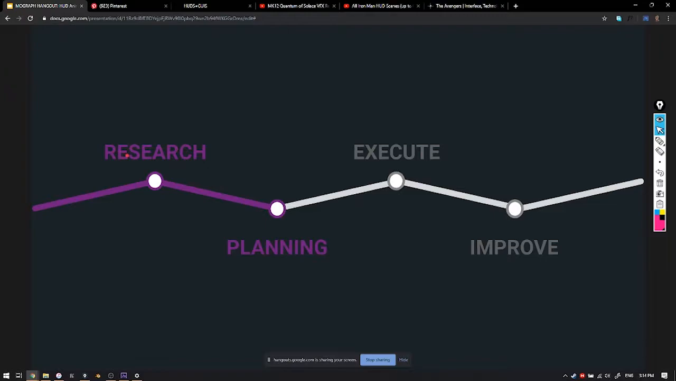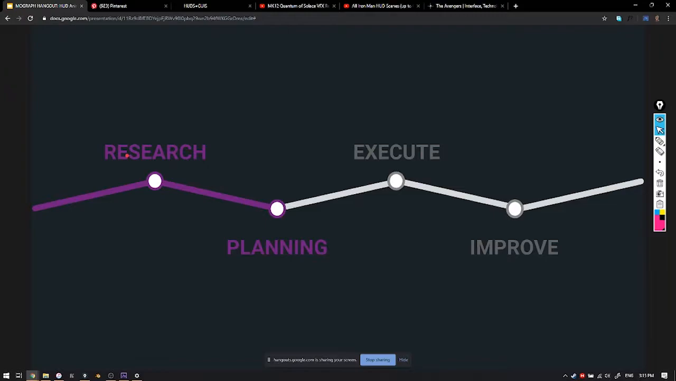Then we go into planning, which is where we take all the information we've gotten from research and push it into what we're actually going to do for ourselves. That's planning it as far as possible: the colors, the fonts, the arrangements, everything as far as we can go. We're going to do it on pen and paper, or say in Photoshop or something.